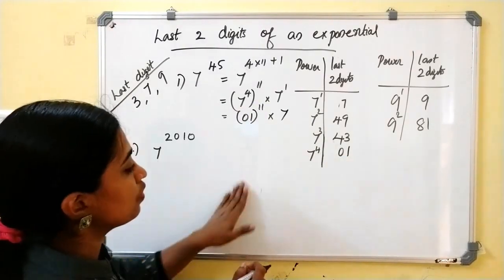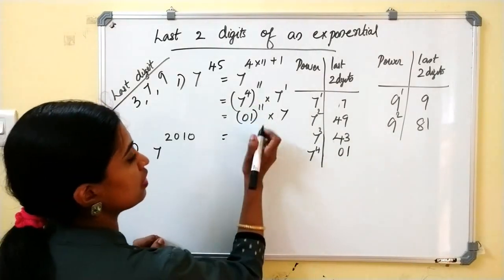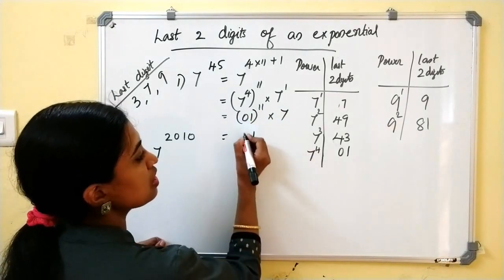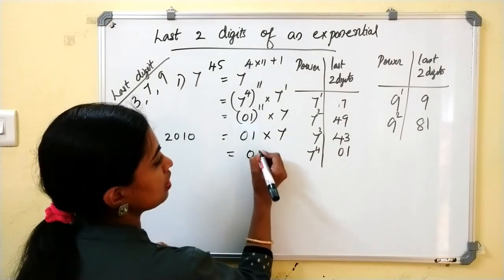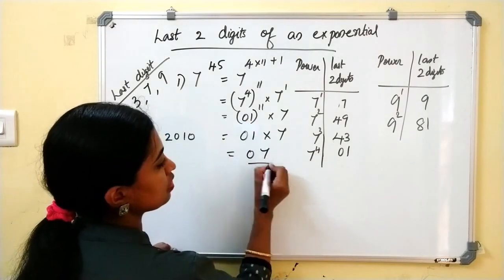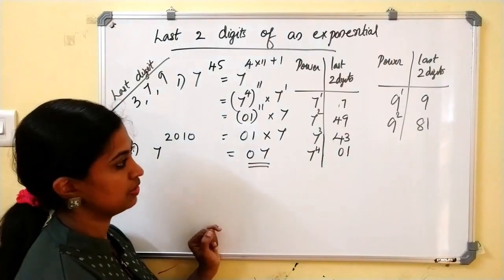Now what we have to do? The last digit of 01 raised to 11: 0 into 1 is 0. So 01 into 07. The last two digits: 1 into 7 is 7, 0 into 7 is 0. So the last two digits are 07.